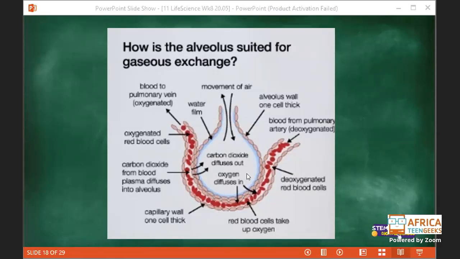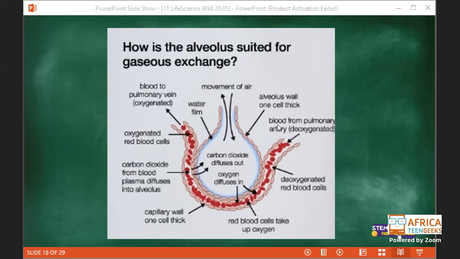Okay, how is the alveolus suited for gaseous exchange? So guys, we'll just start here at movement of air, okay? And then move in a clockwise direction, okay? So just please follow with me. So we have the movement of air in the alveoli or alveolus, right? And then we said that we have oxygen coming in and carbon dioxide going out. All right. So the alveolus wall is 1 cell thick. So basically, this is the adaptation of the alveolus for gaseous exchange. It is 1 cell thick.